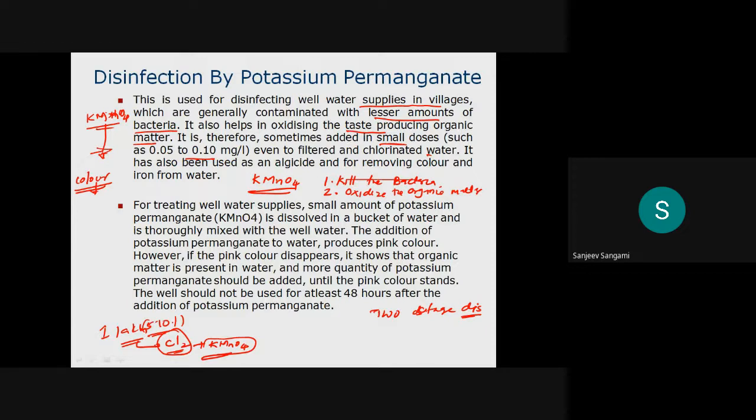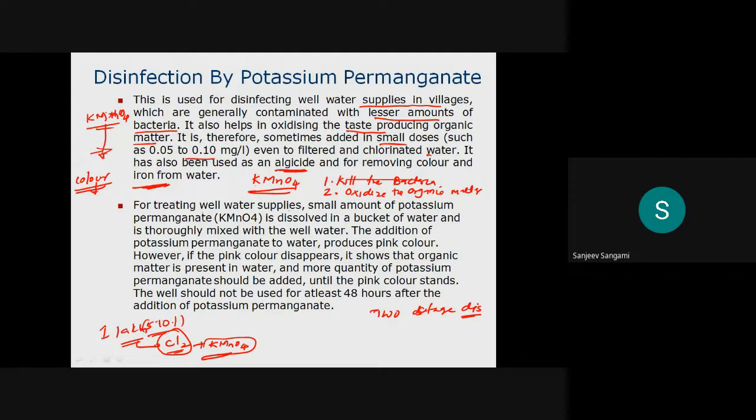It has also been used as an algicide and for removing color and iron from the water. Of course it gives color, but it is going to remove the color which is present in the water. Even if algae and fungi are there, which are present in well waters, they can be removed with the help of this KMnO4.